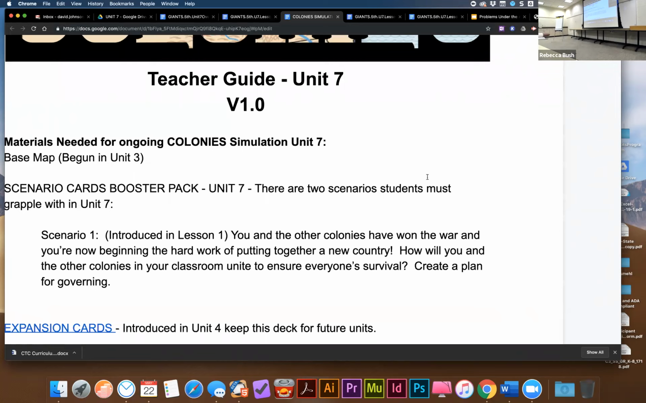So this is the scenario for the whole of Unit 7, but it gets introduced right out of the gate, just like normal, in Lesson 1. This time around, though, the last 3 units, I think, have had 2 scenarios. We've only given them this one. So they're going to grapple with it throughout the whole study of the Articles of Confederation and then the whole study of the Constitutional Convention.